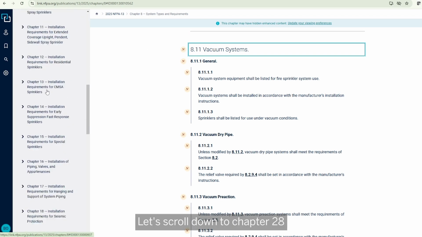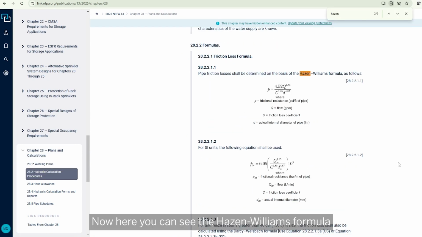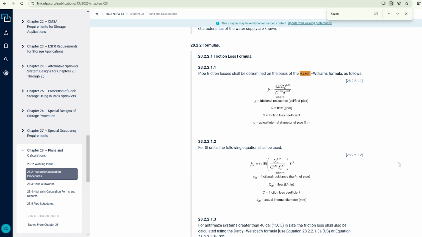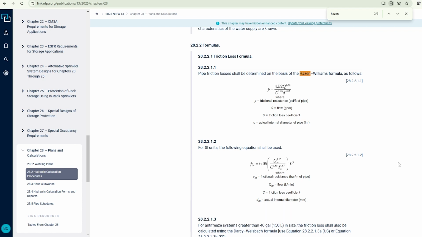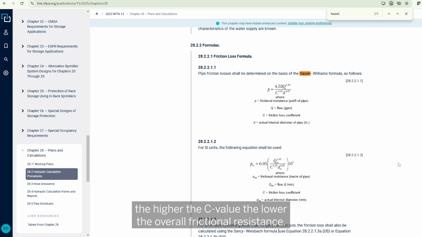Let's scroll down to chapter 28, Plans and Calculations. Now here you can see the Hazen-Williams formula for frictional resistance in both imperial and metric units. Now we're going to be looking at C, the friction loss coefficient. Now that it's in the denominator for both of these equations, we understand that the higher the C value, the lower the overall frictional resistance.